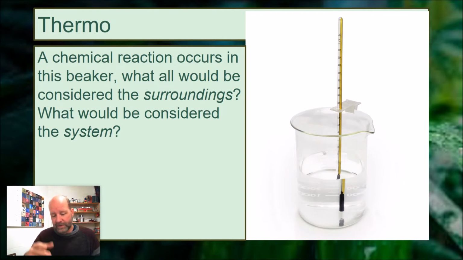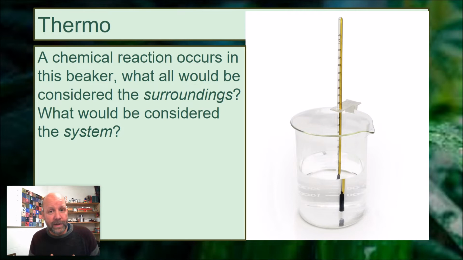The surroundings, if this is happening in this beaker of water and water is not one of the reactants, right? Maybe it's two things dissolved in this beaker of water. The water would be the surroundings. The beaker would be the surroundings. The thermometer is the surroundings. The air outside of the beaker, that's all surroundings, right? So we talk about heat going to those places or from those places, right?